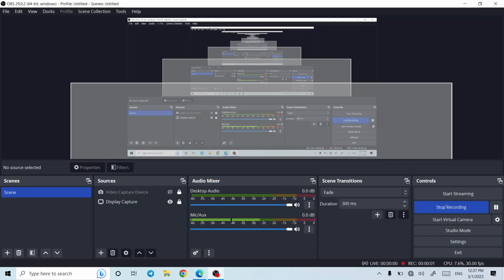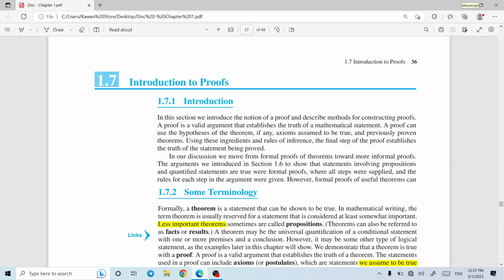Okay. Welcome back again. Today we are going to finish our section. I try to cover till 1.8. So we have introduction to proof.